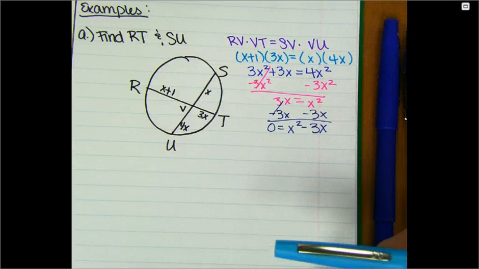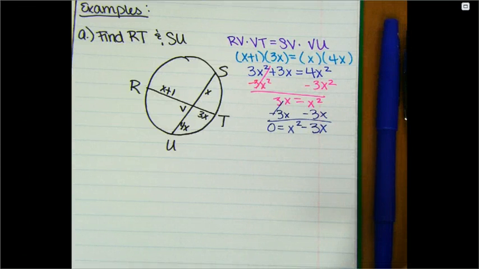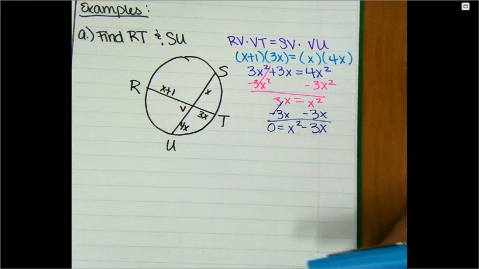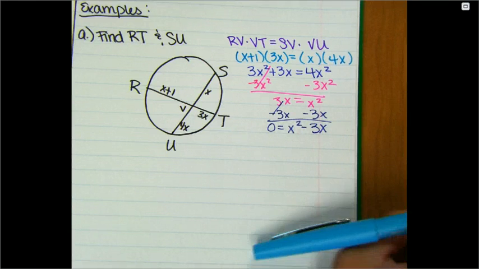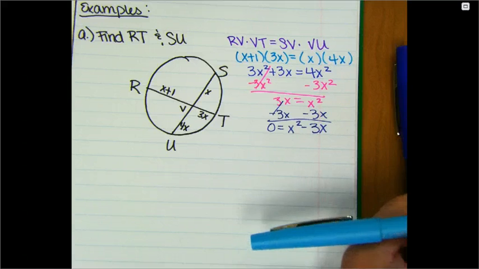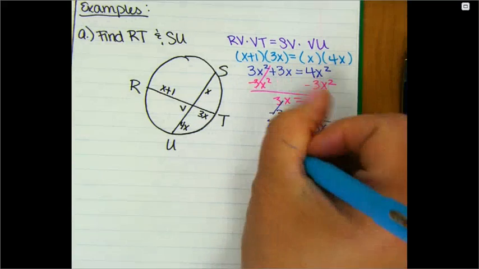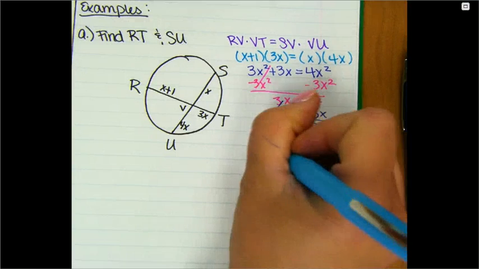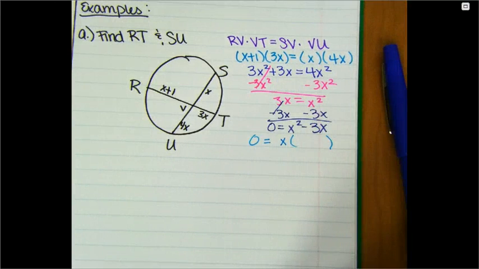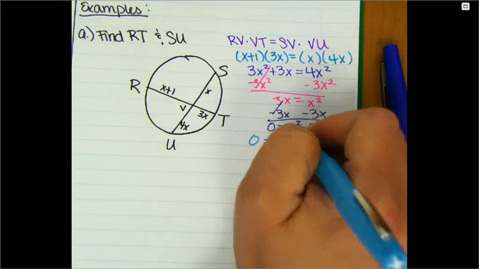Then what do I do? Factor. First question you ask yourself, what do they have in common? They have an x in common. What's left when I factor out the x? X minus 3. X minus 3 is correct.